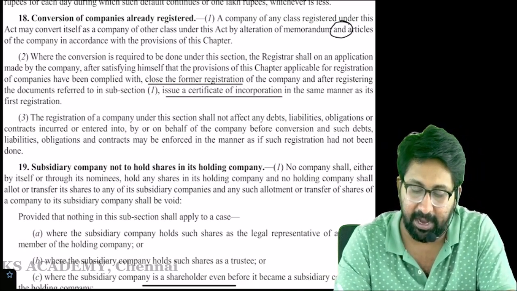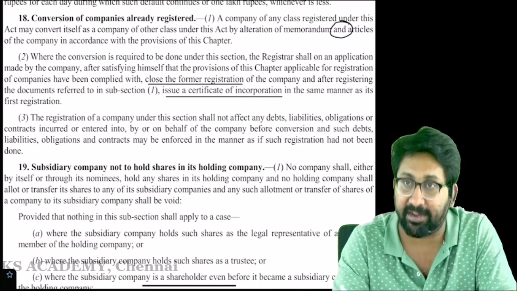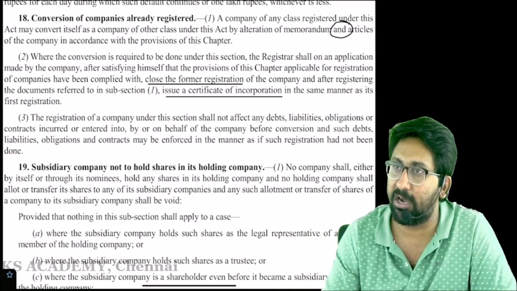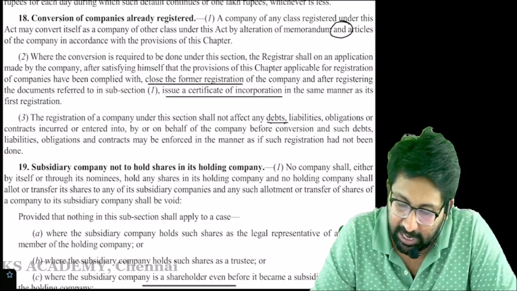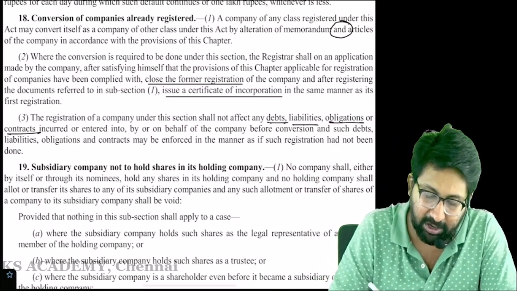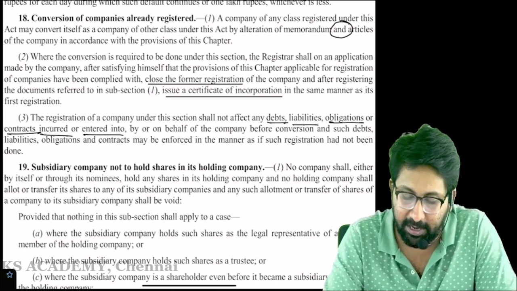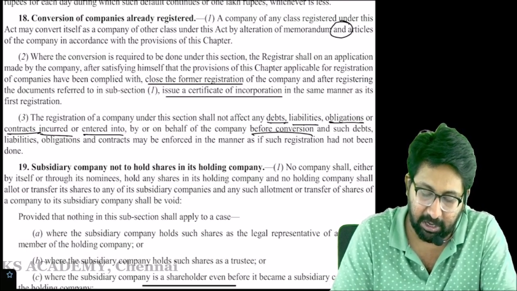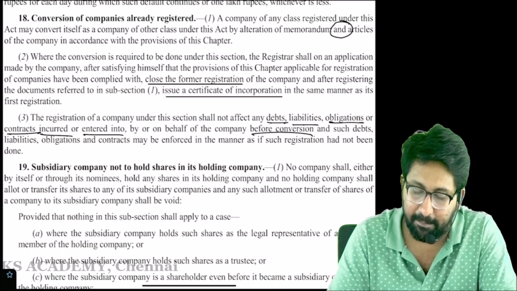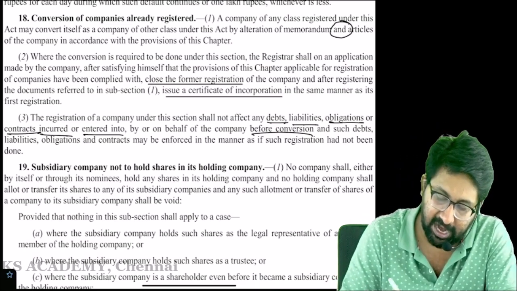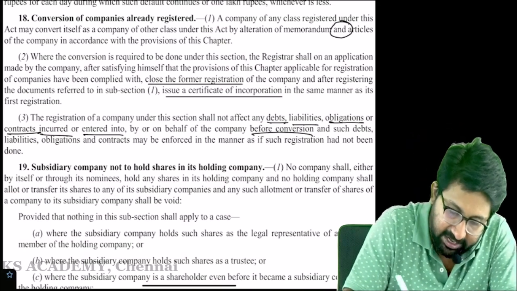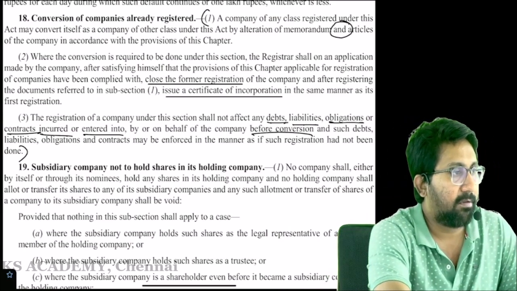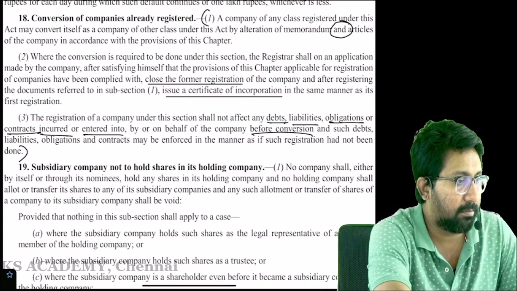The registration of company under this section shall not affect, this is affect, not effect. This is influence, impact. Shall not affect any debts, liabilities, obligations or contract incurred or entered into by or on behalf of the company before conversion, and such debts, liabilities, obligations and contract may be enforced in the same manner as if such registration has not been done. First read section 18 clearly. Take 2 minutes time. I am making it full screen. When I ask you to read, read properly.